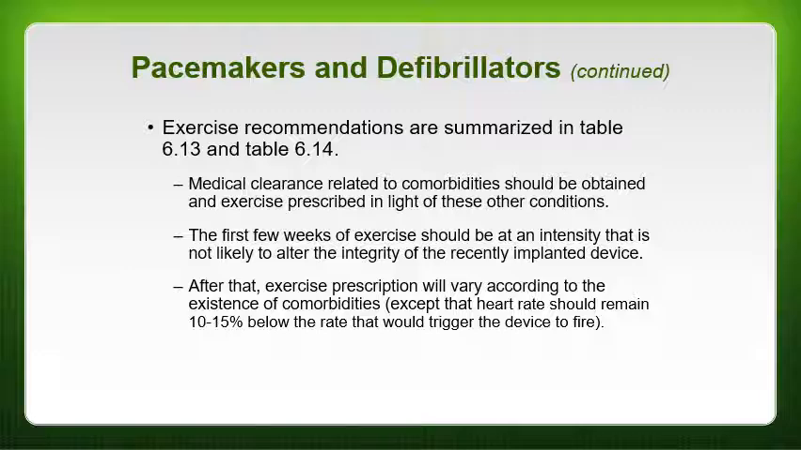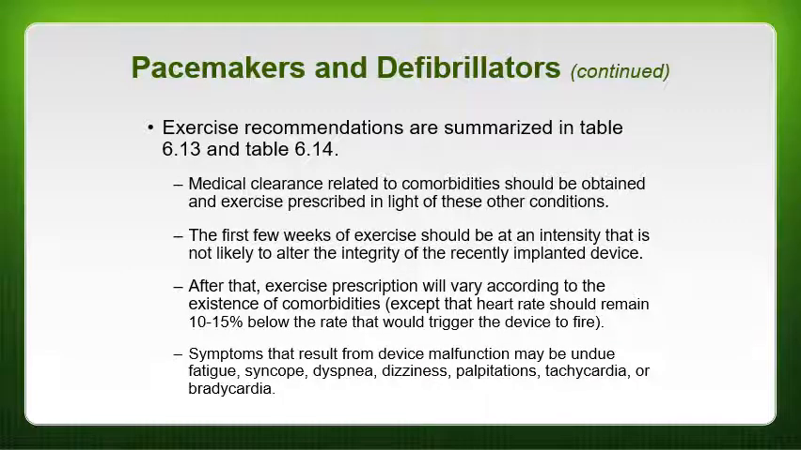And then after that, their exercise prescription will vary according to the comorbidities, except that your heart rate should remain about 10 to 15% below the rate that would trigger the device to fire. Okay, so if you could monitor the heart rate, this way you don't want the device to fire due to a high heart rate with exercise. So make sure you are aware of that when you're designing your intensity for the individual.